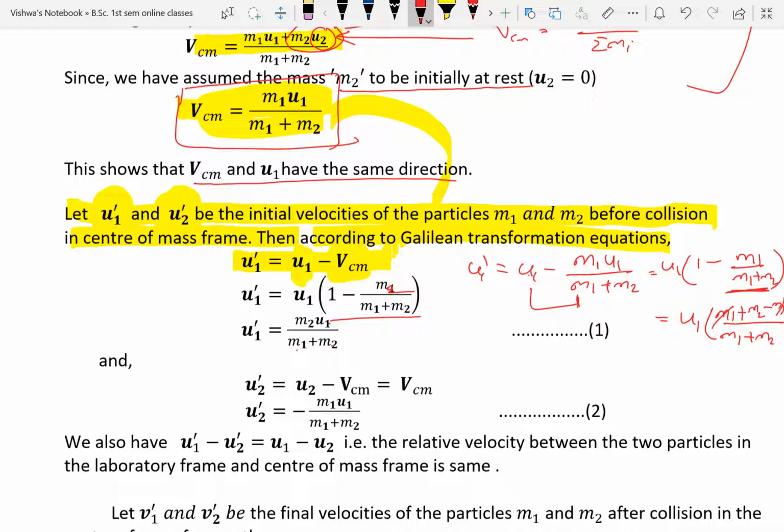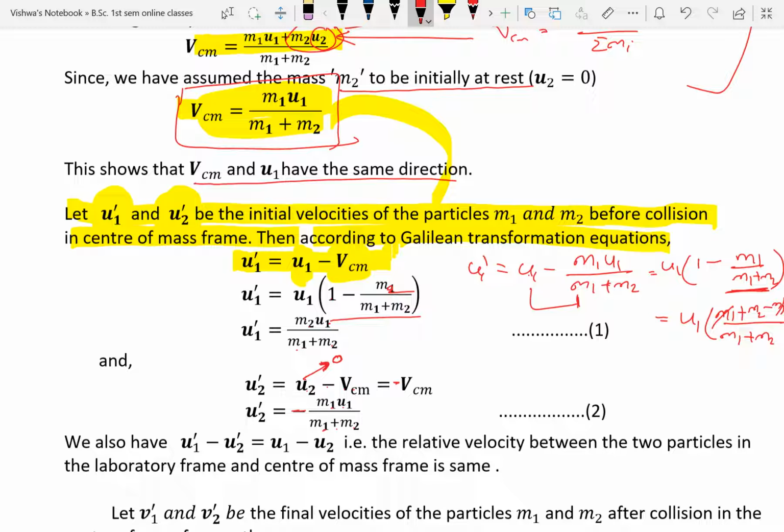Next, similarly, we have to write the equation for u2 prime. Okay. Again, what is u2 prime? u2 prime equals u2 minus v center of mass, but the initial assumption is the second object is at rest in the laboratory frame of reference, so u2 is 0. For that it becomes minus of v center of mass. What is the center of mass equation? It is m1 u1 by m1 plus m2, from equation 2.